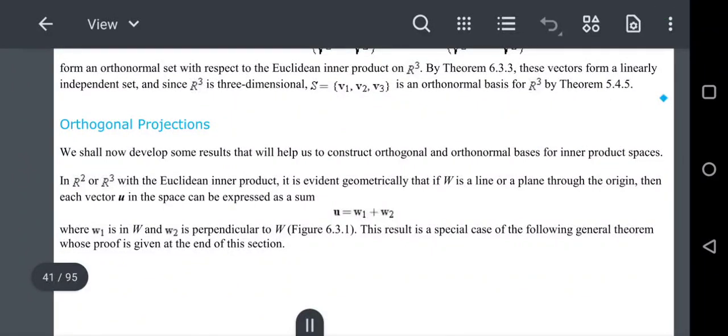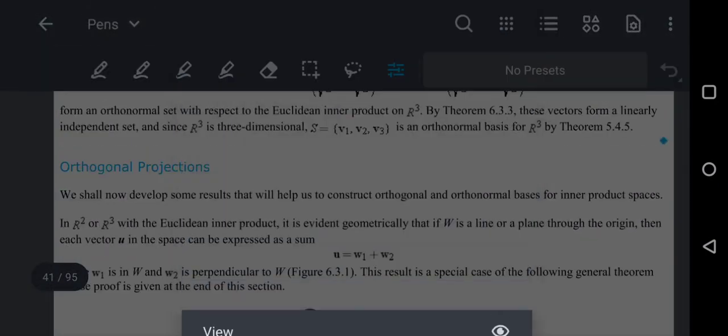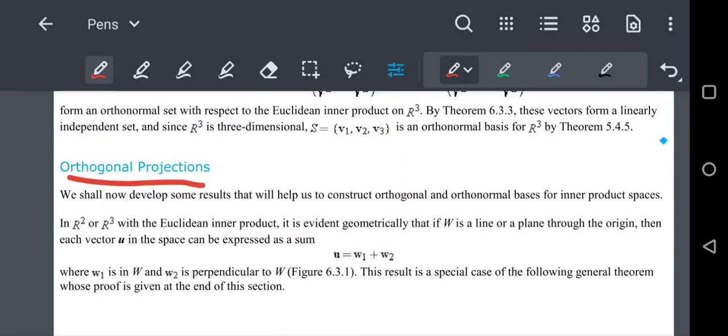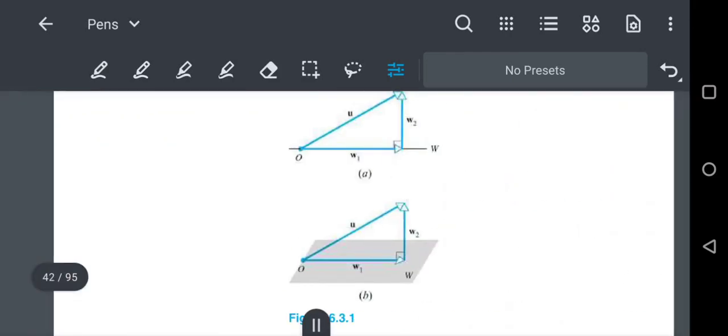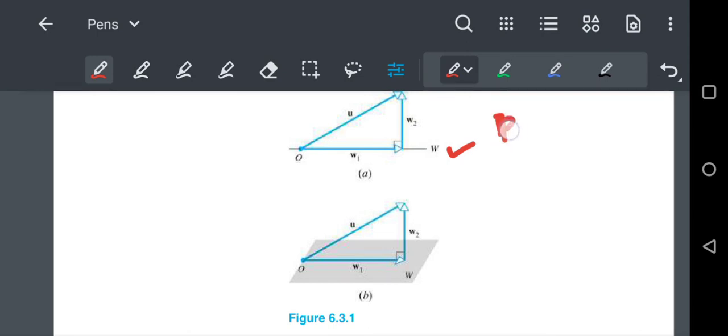Hello all. So in this class we are going to discuss orthogonal projections. So let me discuss this with an example. Let us recall these two diagrams. Here this is for the case of R2 and here this is for the case of R3. Here W is the subspace which contains the origin O.